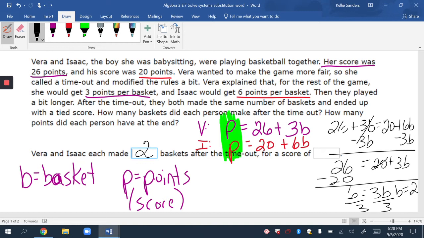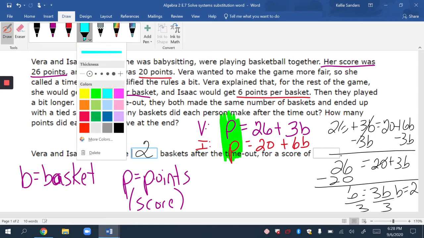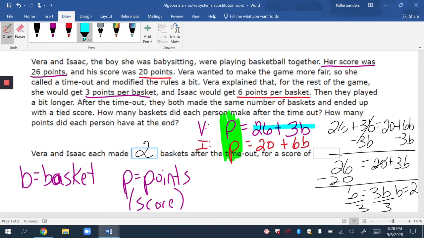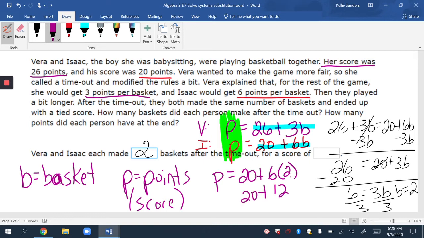So you can choose either Vera's equation or Isaac's equation. It doesn't matter. Let's use Isaac's. We want his points. He already had 20. And then he got 6 points each and made 2 baskets. So 6 times 2 is 12, plus the 20 is 32 points.